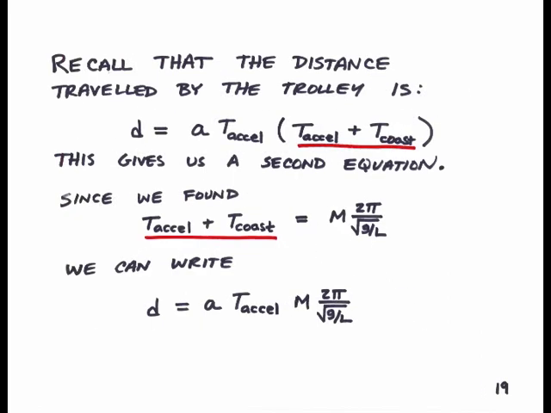We do have another equation. It is the distance we desire the trolley to go. The equation was d equals a times t accel times the quantity t accel plus t coast. We had found that t accel plus t coast was equal to m times 2 pi over the square root of g over L. We can substitute that into the above expression, and we'll find the distance is equal to a times t accel times m times 2 pi over square root of g over L.